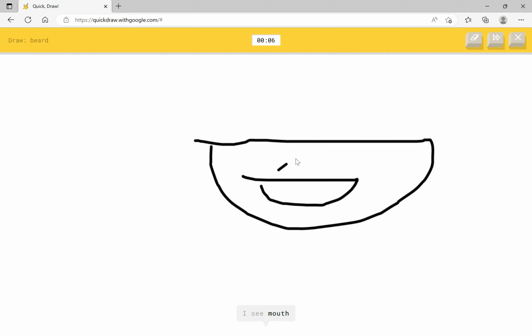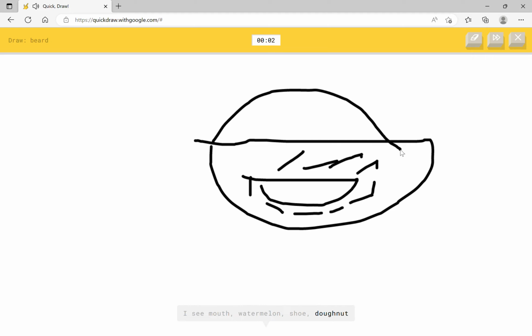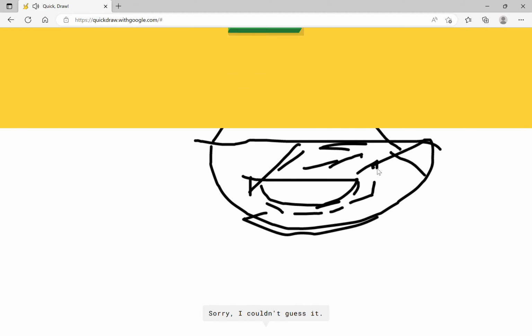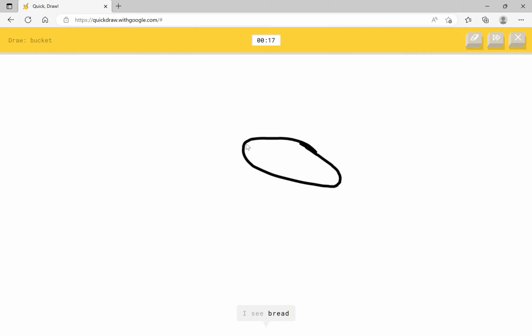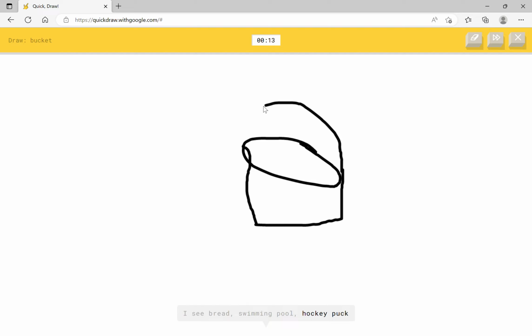I see mouth. Or watermelon. Or shoe. Or donut. I see eye. Sorry, I couldn't guess it. I see bread. Or swimming pool. Or hockey puck. Oh, I know, it's bucket.